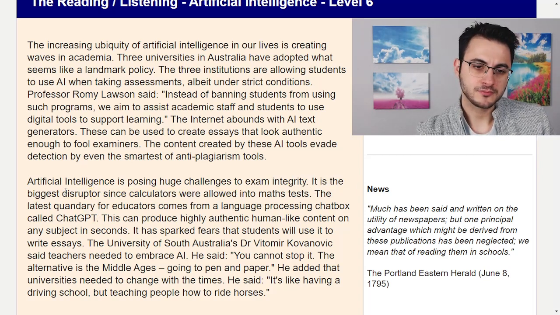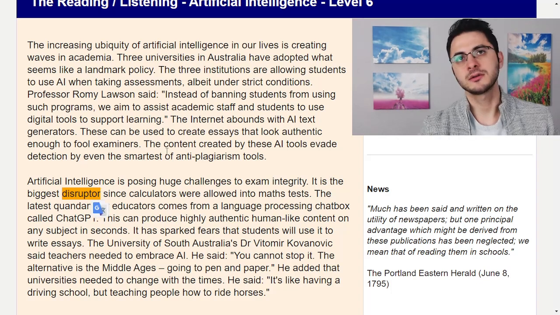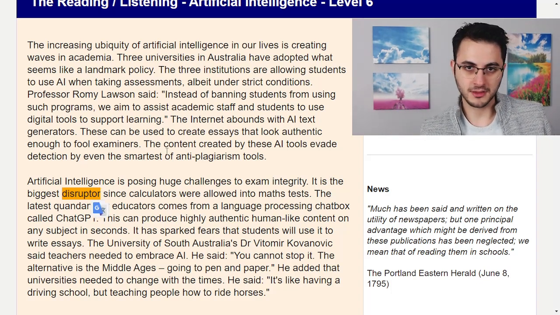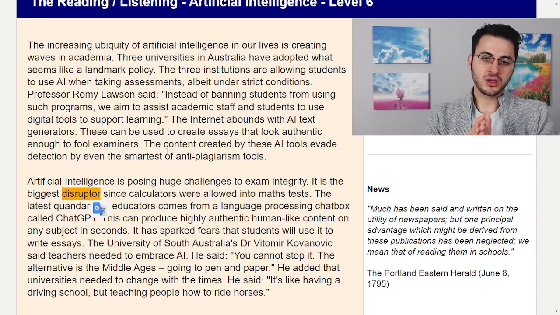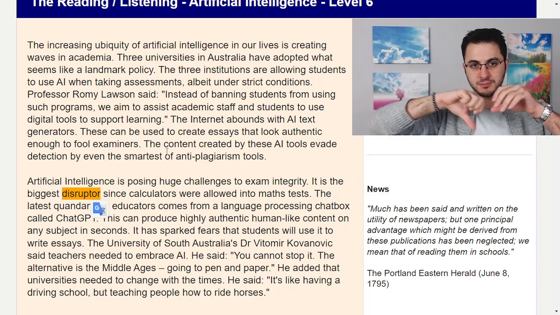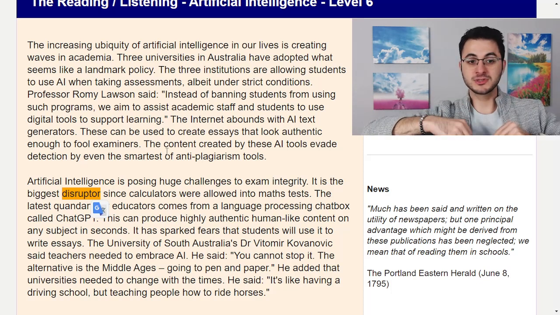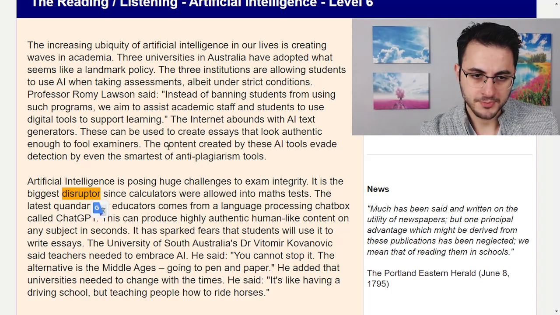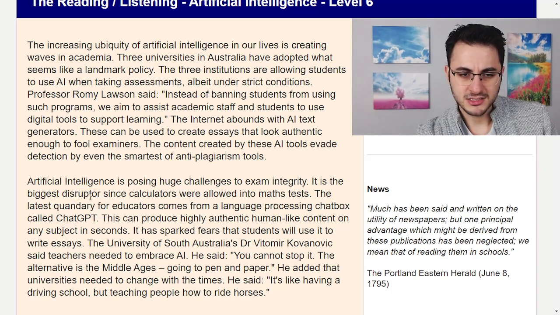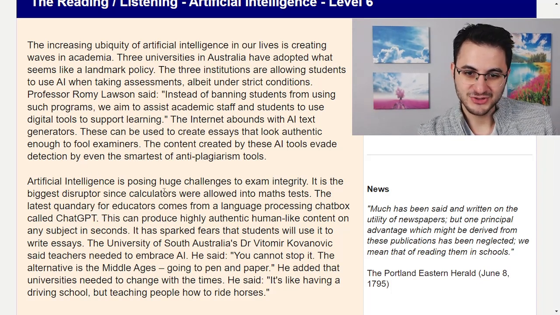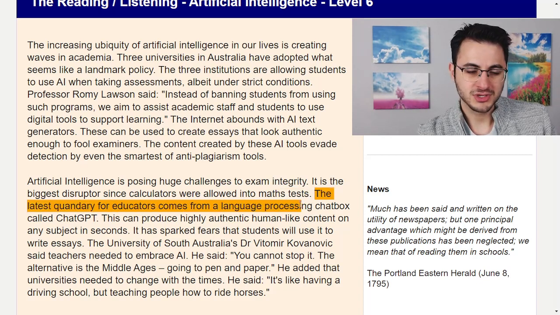Disrupt means break the order or rules of something. Something is working according to certain rules, and you suddenly break those rules and break the order of that thing. It means you disrupted it. So disrupt means that. It is the biggest disruptor since calculators were allowed into math tests. So since calculators, it is the biggest thing. The latest quandary for educators comes from a language processing chat box called ChatGPT.